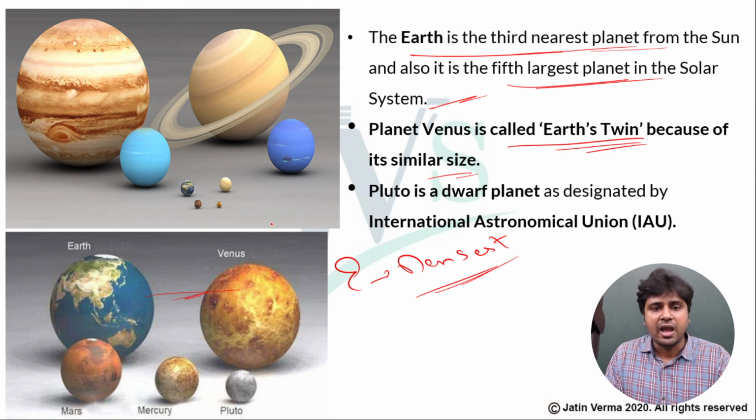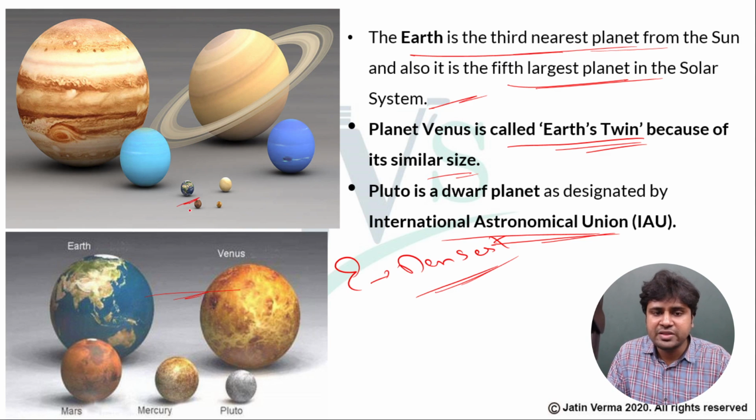Okay? And Pluto is a dwarf planet as designated by the International Astronomical Union. The International Astronomical Union is an international body that is made up of professional astronomers from various countries. This international body takes decisions regarding the naming of planets, deciding whether a body should be a planet or a dwarf planet. So, all such decisions are taken by the International Astronomical Union. Clear?